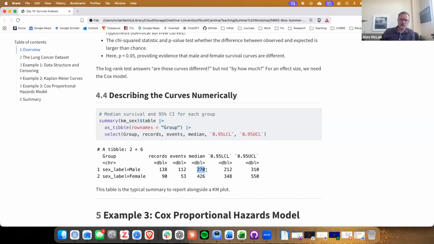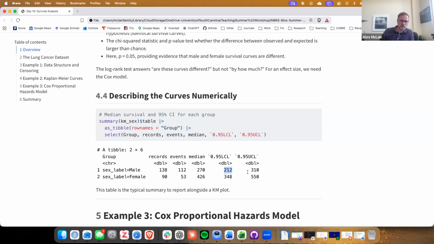So for males, the median is 270 days. And again, that has a nice interpretation. So we can say, all right, in this study, at least 50% of males survived over 270 days. So it has a nice interpretation. We get a confidence interval for that, 212 days to 310 days.